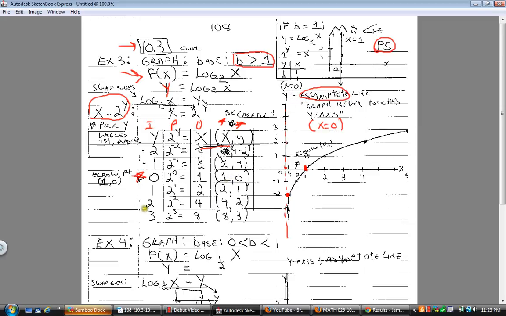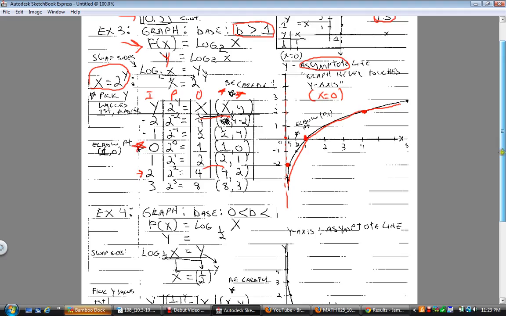Okay, got to pick another value. I think I picked y being an input of 2. 2 squared is 4. Don't forget to switch it. X comma y, so you get 4 comma 2. Now we've got a couple points, and you go ahead and swing through. I'm kind of trying to mirror it here, but there you go, and you kind of get the idea. Okay, so that's your first graph we're working on for example 3.